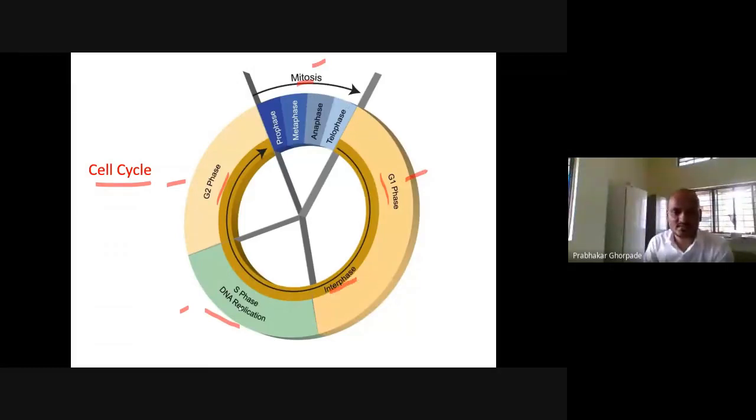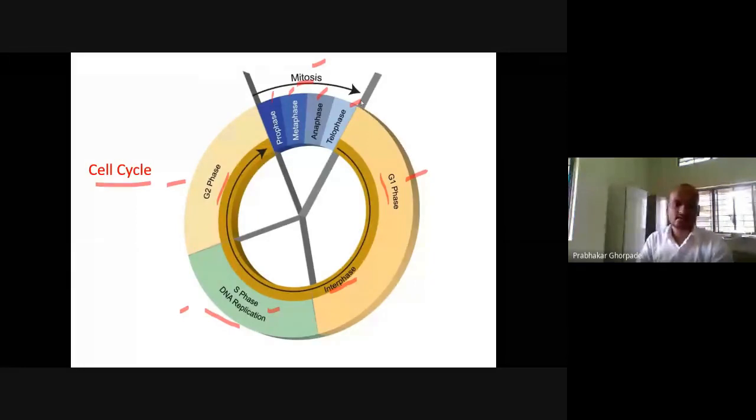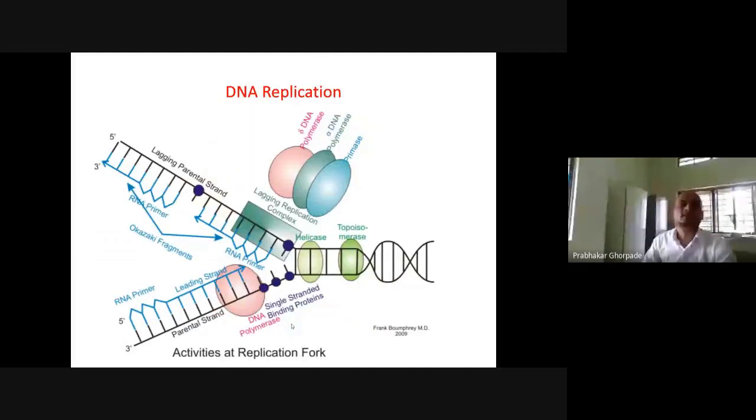In this interphase, the S phase is the phase at which DNA replication occurs. And in the mitosis phase, there are again four subphases: prophase, metaphase, anaphase, and telophase. So these are the phases of the cell cycle, and we are more interested in the S phase, DNA replication. Yesterday we saw this image of DNA replication.